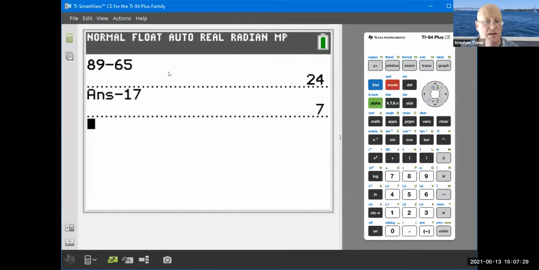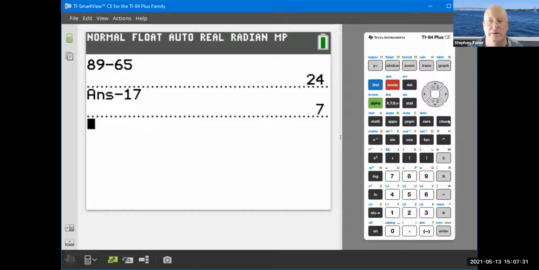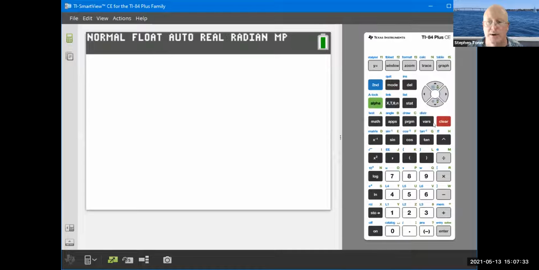Anytime you want to just kind of clear off your screen, you have a clear button over here around 3 o'clock on the keyboard, so to speak. Now let's go into that mode button.